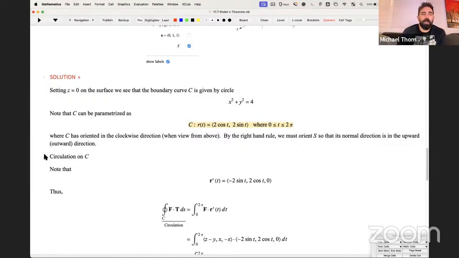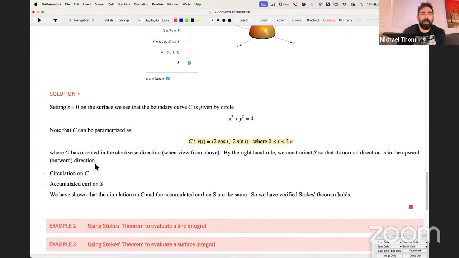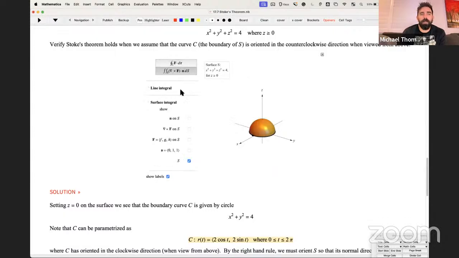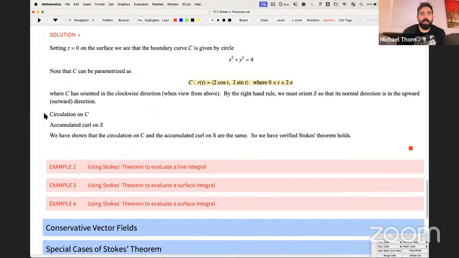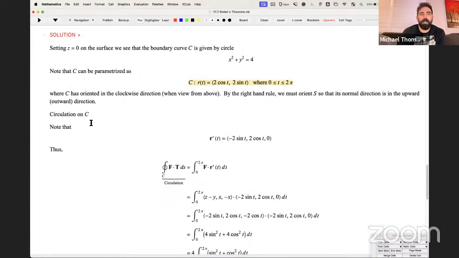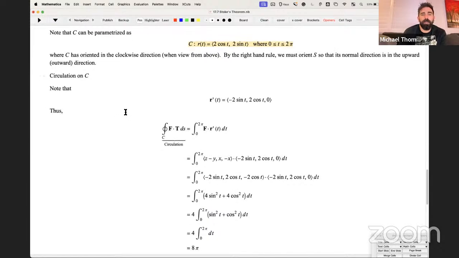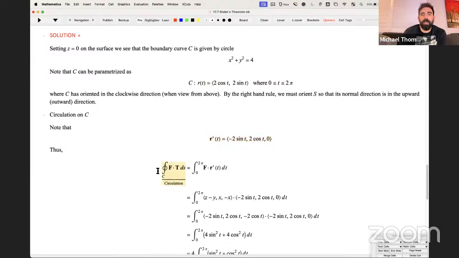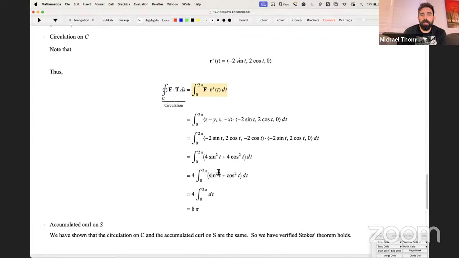All right, so we're going to do the left-hand side and the right-hand side. The right-hand side I'm calling the circulation on C, and the left-hand side I'm calling the accumulation of the curl. So let's do the right-hand side first, the circulation on C. We did this back in 17.2. You're going to need the derivative r prime. So when we calculate the circulation, we'll take F dot r prime, integrate from 0 to 2 pi. I'll let you look through the specifics there. We've done this enough times. So we've got 8 pi.